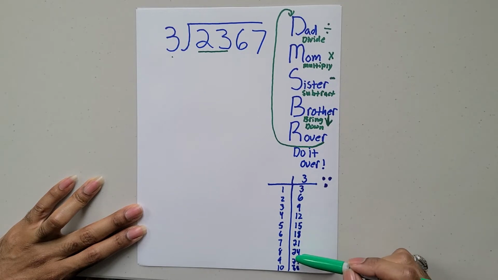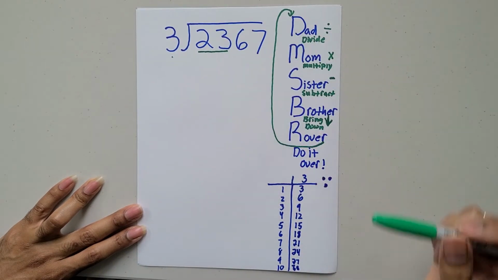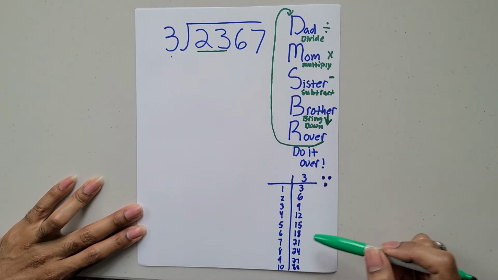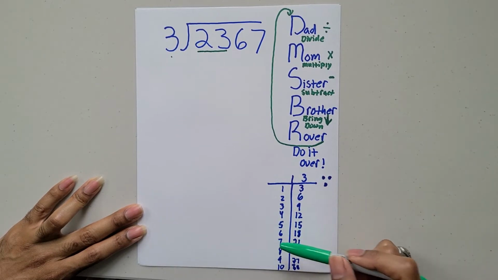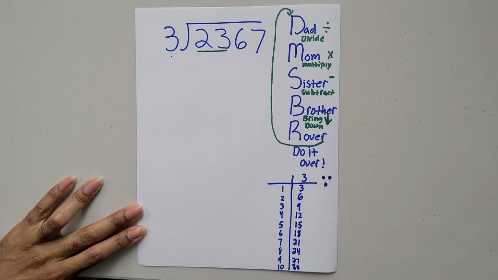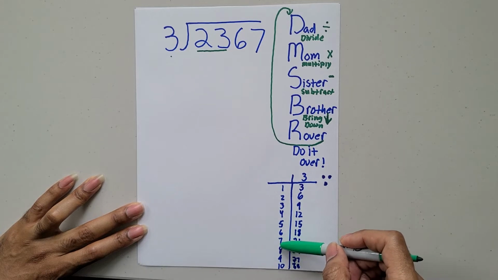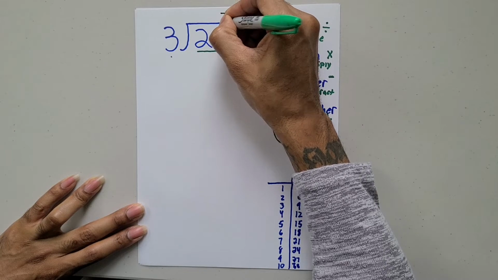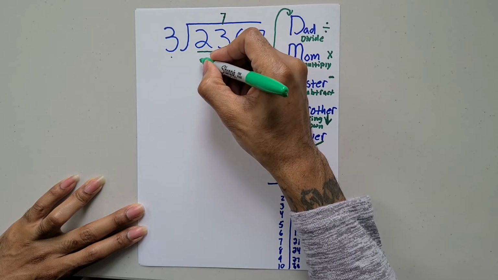I see 21, I see 24. Well, I automatically know the number 24 is quite bigger than 23. So the next number without going over 23 is 21. And that lets me know 3 times 7 will equal 21. Now what I need to do is put my number 7 right here above my 3. And 7 times 3 is 21.